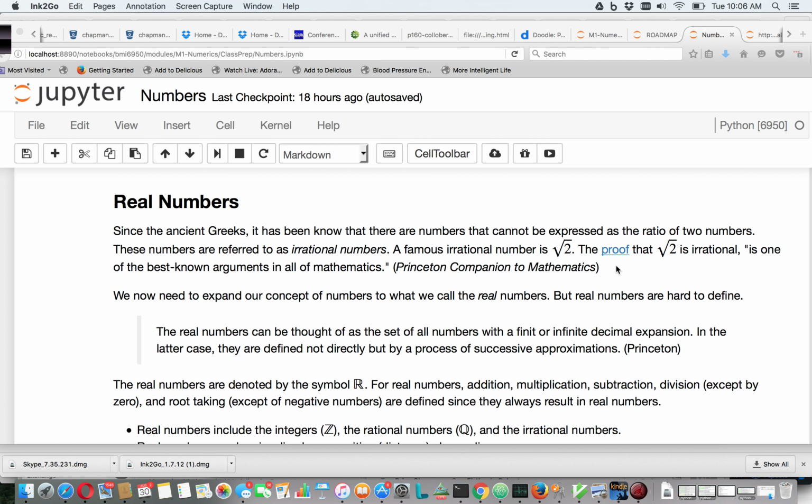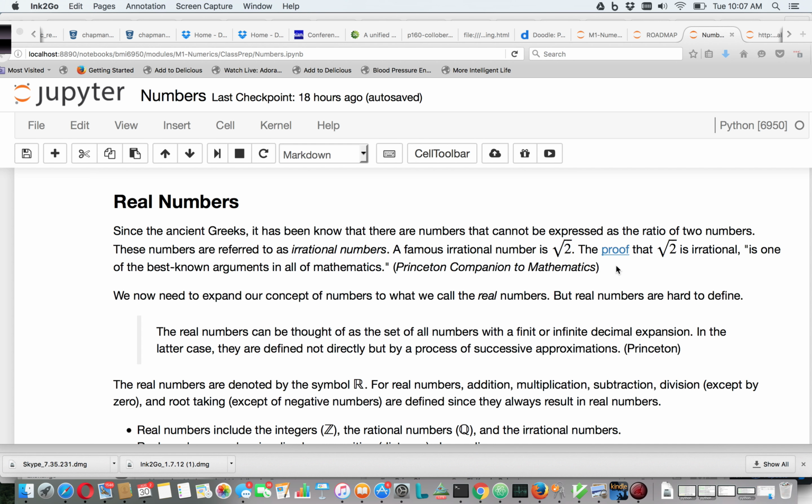So the real numbers include all the numbers that we've talked about. The natural numbers are a subset of the integers. The integers are a subset of the rational numbers. So real numbers introduce a completely different kind of family of numbers. And so when Pythagoras had all his numbers, he meant integers and rational numbers. But it's been known since the ancient Greeks that there were numbers that are called irrational numbers.